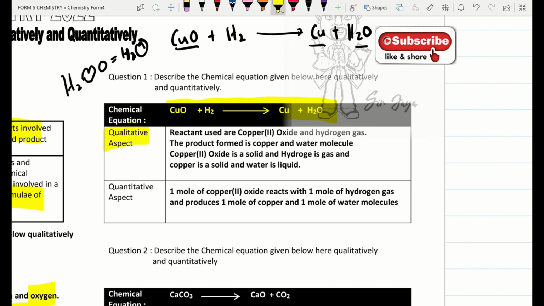So I'll go for the qualitative aspect. The reactants used are copper(II) oxide and hydrogen gas, and the products formed are copper and water molecule. Copper(II) oxide, please remember, exists in the form of solid. Hydrogen exists in the form of gas, copper will be solid, and water will be liquid. So quantitative aspect: 1 mole of copper(II) oxide reacts with 1 mole of hydrogen gas and produces 1 mole of copper and 1 mole of water molecule.